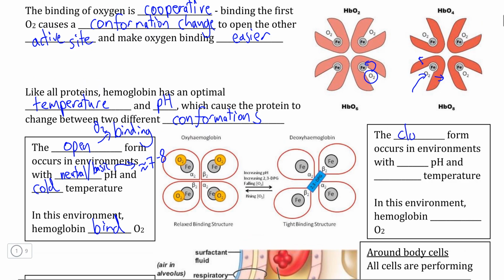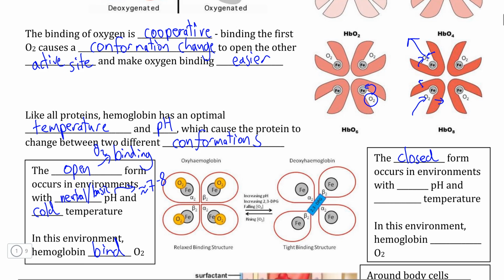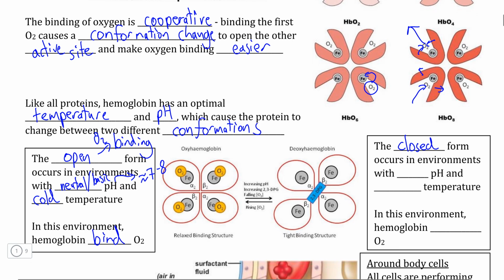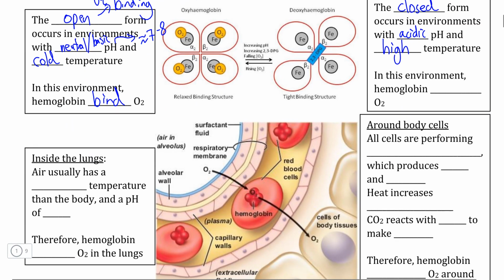Now, the opposite to this is the closed conformation, in which all of the active sites basically slam shut, thereby kicking oxygen out of the active site of each of the binding locations of hemoglobin, and this occurs under the opposite conditions. For example, this occurs when the pH is slightly acidic, and this occurs in locations where the temperature is at body temperature or higher, and we'll explain why this is suitable for hemoglobin letting go of oxygen when we take a look at where these environments occur. So in this environment, hemoglobin is actually going to release oxygen.